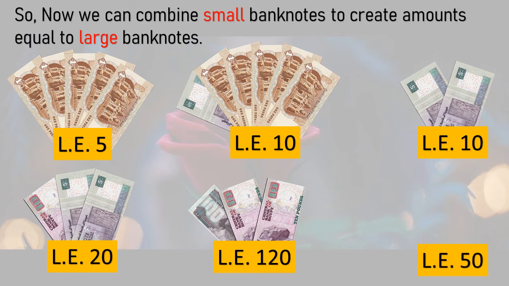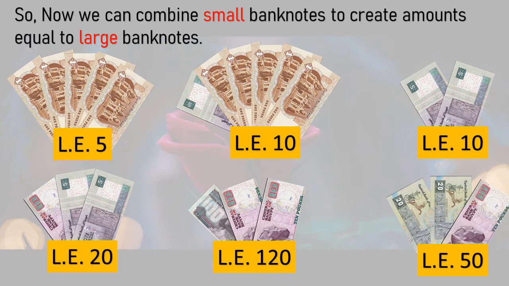What if I want to create the amount of 50 Egyptian pound and I don't have 1 banknote of 50 Egyptian pound? So it could be 20 and 20 means 40 and 10 more, that's 50 Egyptian pound, right? Can you think of more different ways to show the amount of 50? I will let you think about it.